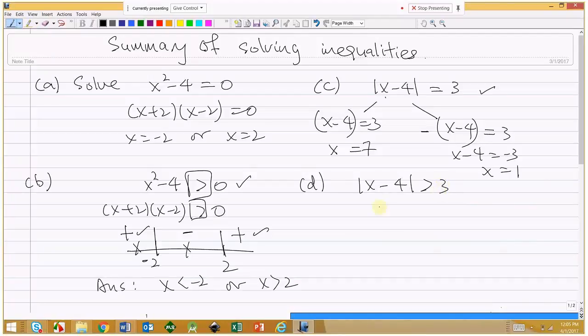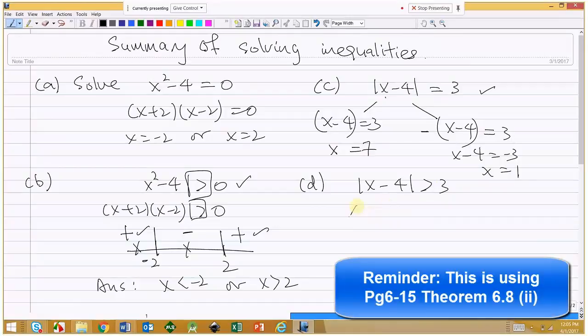Okay, so remove the absolute sign. Everything will be the same. Remove the absolute sign. You switch this sign, become a -3. 4 less than 1.